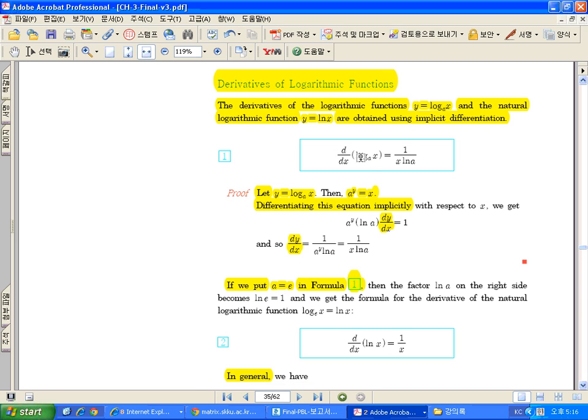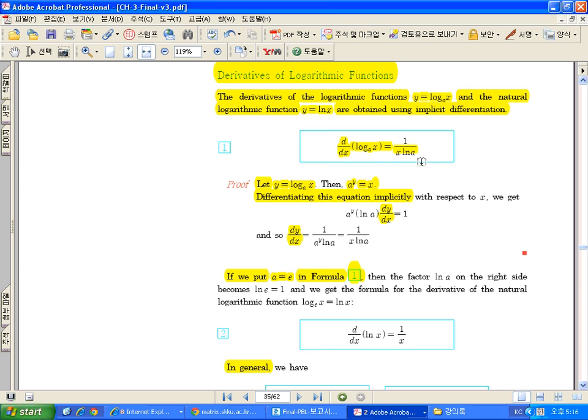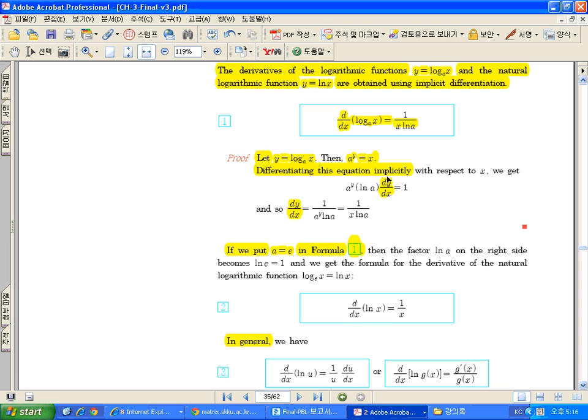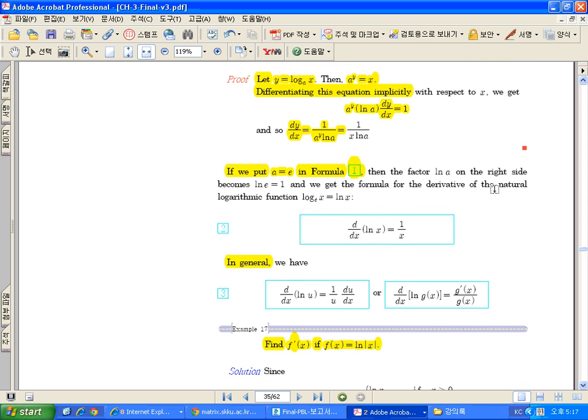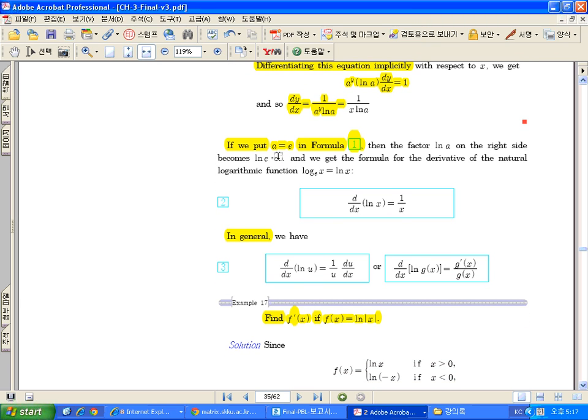Logarithmic function. Okay. You must have seen this equation before, in high school years. So I will skip the proof of it, which can also be done by differentiating this equation implicitly with respect to x to get this, which gives us this. Okay, it's the same thing. So all these can be obtained by implicit differentiation. Okay, as a special case, if we put a is equal to e, then we have this. So that's why the derivative of ln of x is equal to 1 over x.